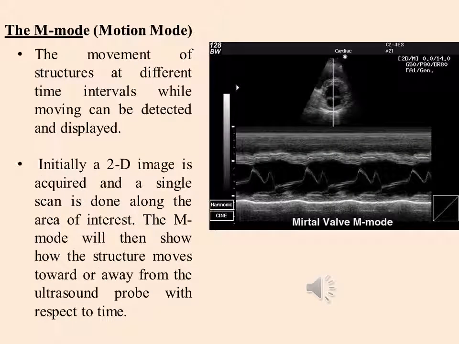The M mode, motion mode. As in the figure, the movement of structures at different time intervals while moving can be detected and displayed. Initially a 2D image is acquired and a single scan is done along the area of interest. The M mode will then show how the structure moves toward or away from the ultrasound probe with respect to time.